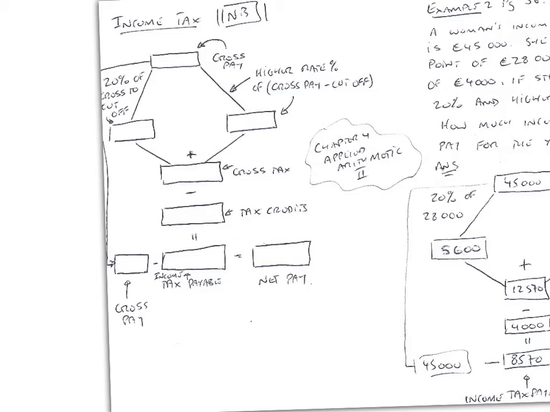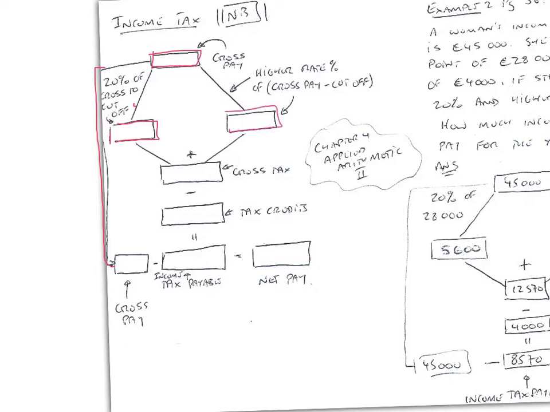Okay, income tax problems, really important diagram here. You just have to know how to do this and just remember this diagram. The diagram has a box for gross pay. It has a box here that calculates 20% times the gross cut-off pay. We'll do an example in a minute.